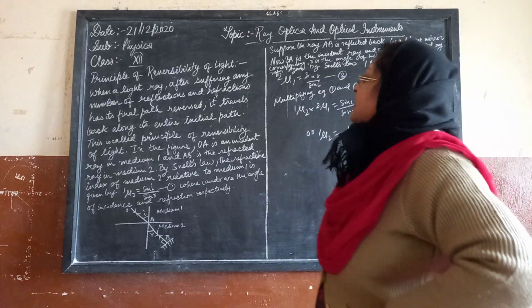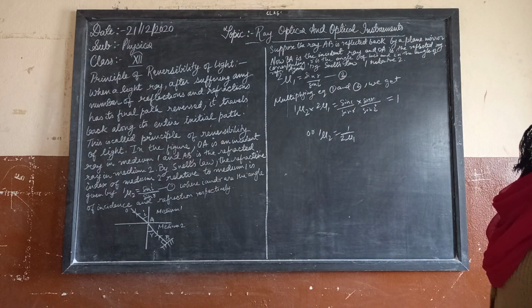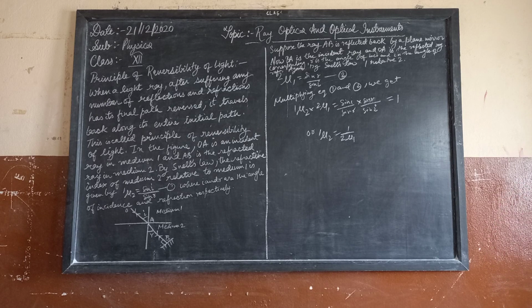Let us see what it is. When a light ray, after suffering a number of reflections and refractions, has its final path reversed, it travels back along its entire initial path. This is called the principle of reversibility of light. In the figure, OA is an incident ray in medium 1 and AB is the refracted ray in medium 2. By Snell's law, the refractive index of medium 2 relative to medium 1 is given by 1μ2 = sin I / sin R, first equation, where I and R are the angles of incidence and refraction respectively.